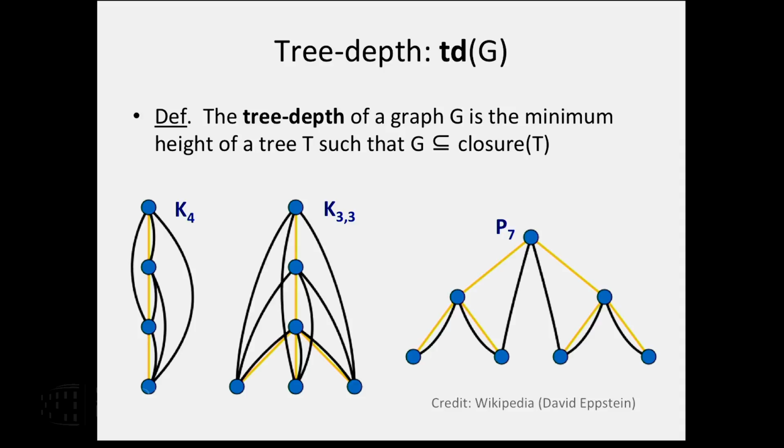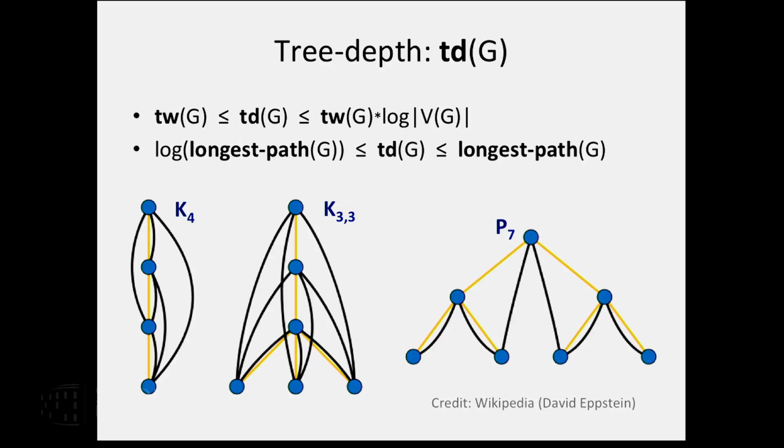So this is showing that P7 here is a subgraph of the closure of the complete binary tree of height 3. Okay, so this is tree depth. Just to mention some relationships between these parameters: the tree depth is always at least the tree width, and at most the tree width times log of the number of vertices. And it's also exponentially related to the length of the longest path in the graph G.